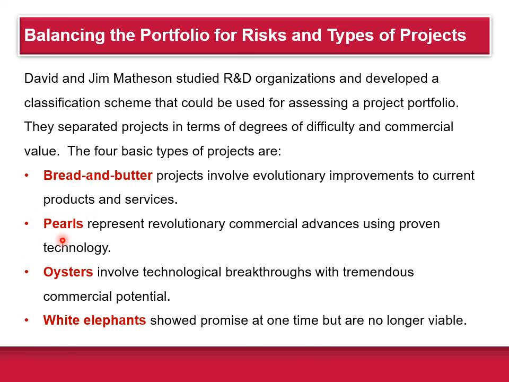The second are what's called pearls. These represent revolutionary commercial advances using proven technology. So this may be like the first iPad, right? Or the first iPhone would be like one of those. And then there's oysters. They're breakthroughs, right? With tremendous commercial potential. So actually, I guess the iPhone would be an oyster. The first iPad certainly would be an oyster. Then there's also what's called white elephants. These showed promise at one time, but are no longer viable.